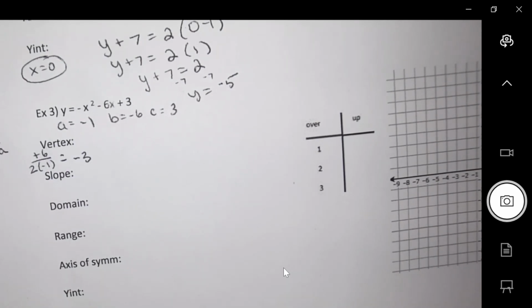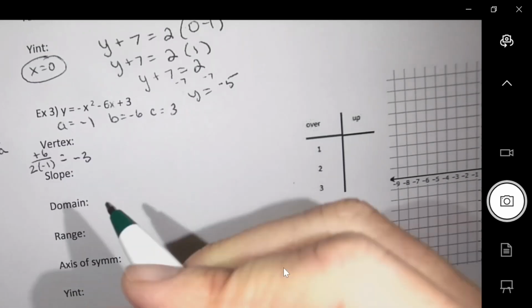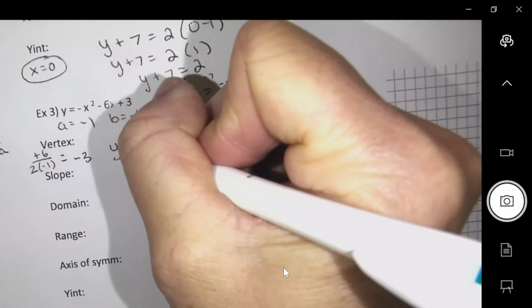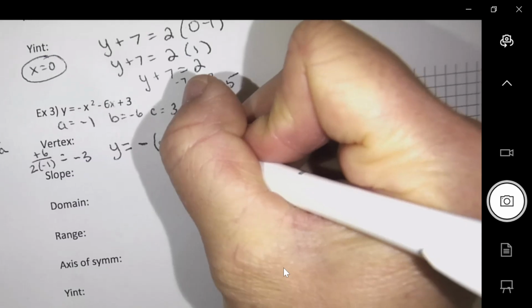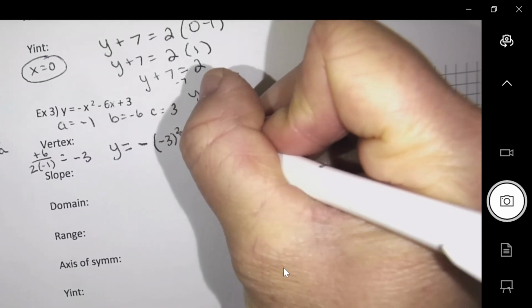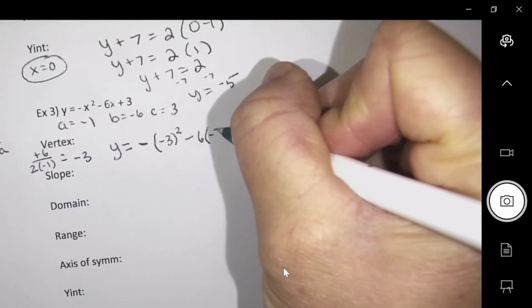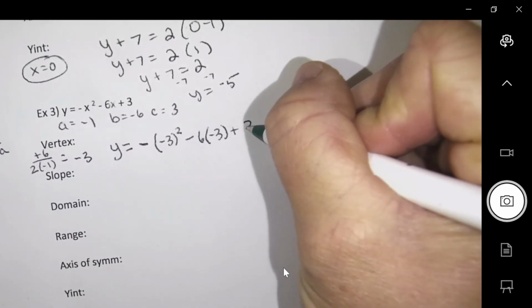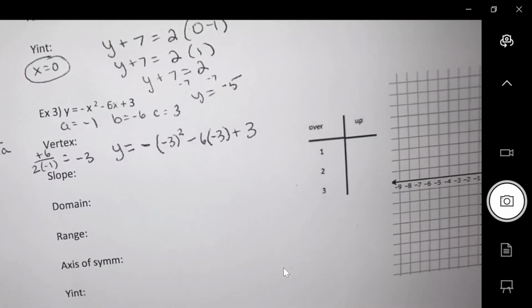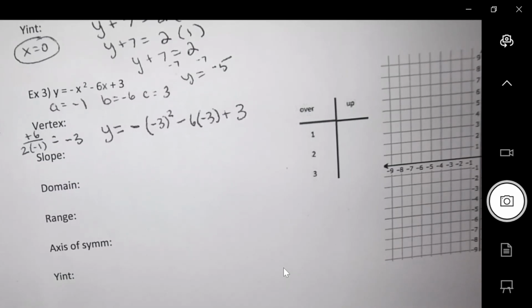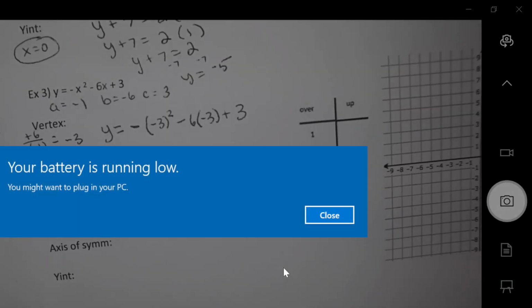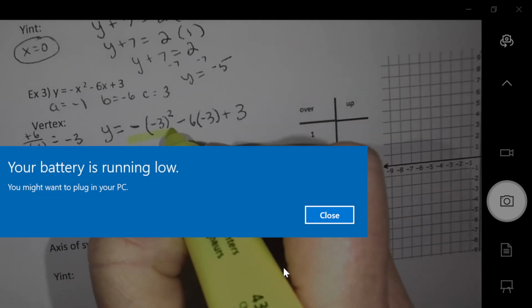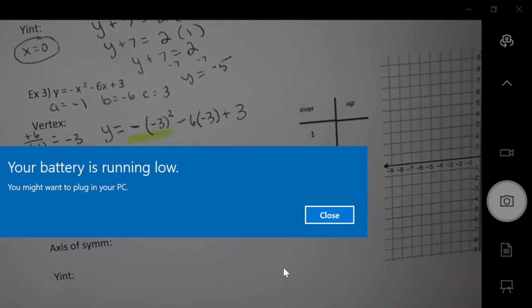Now I need to plug that into my equation. So y equals negative of -3 squared minus 6 times -3 plus 3. Here is a place where I trick a lot of people on the test.